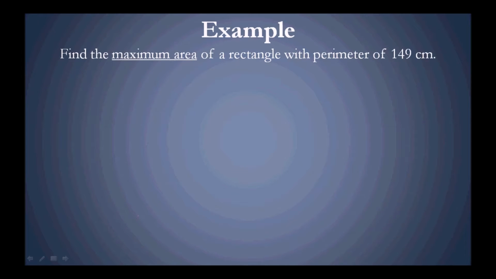An example. Find the maximum area of a rectangle with perimeter of 149 centimeters. First thing we want to do is write down some of the formulas that we will need to use when dealing with this, because what we're essentially doing is manipulating formulas in order to find the maximum area. So let's write down some formulas.